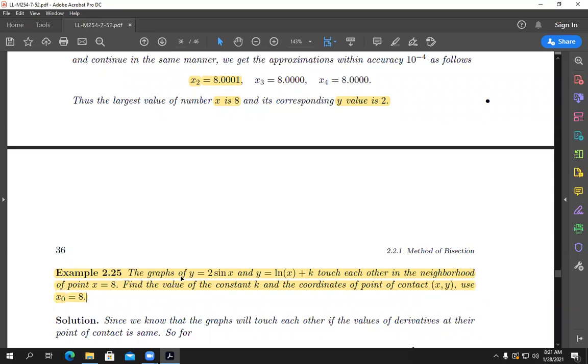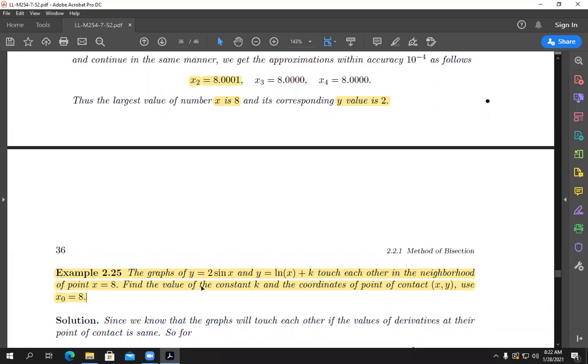Intersecting always means they are equal. Now here they are not intersecting. They are touching. What is a touch? When two graphs touch, it means their derivatives must be equal. Please remember this point: if the graphs intersect, their values are equal, but if they touch, the derivatives of the graphs must be equal.